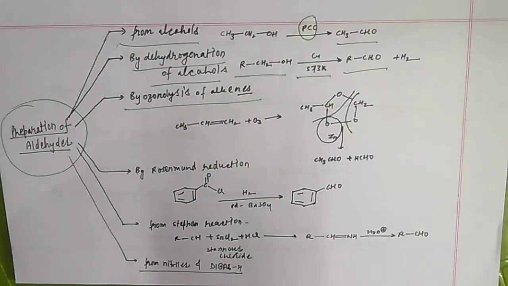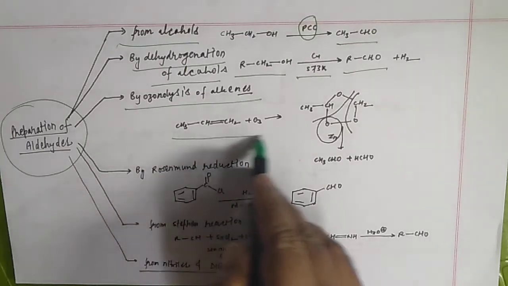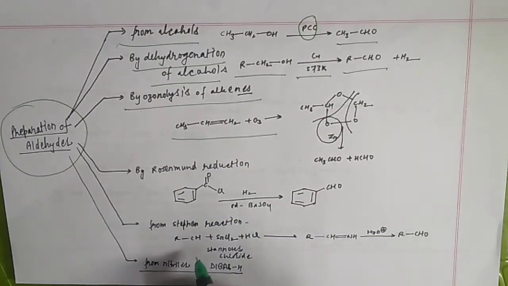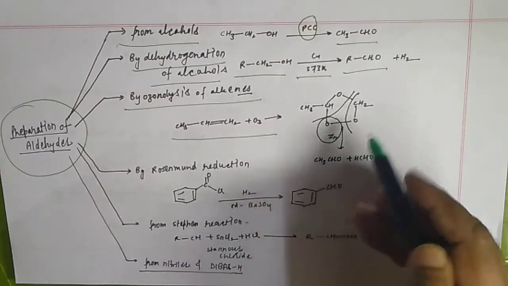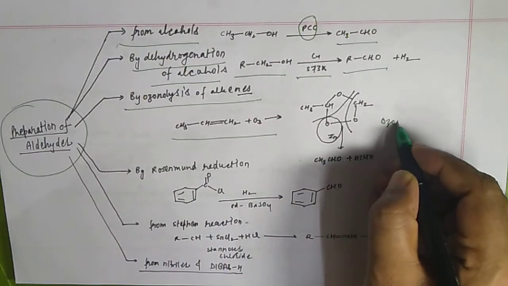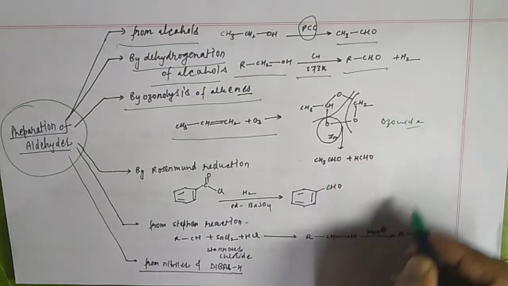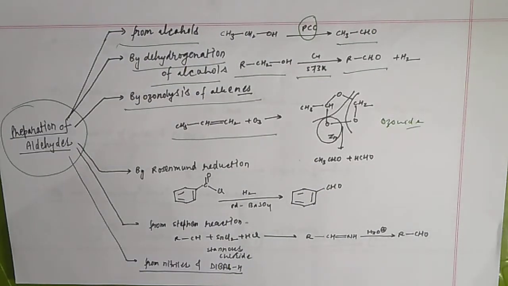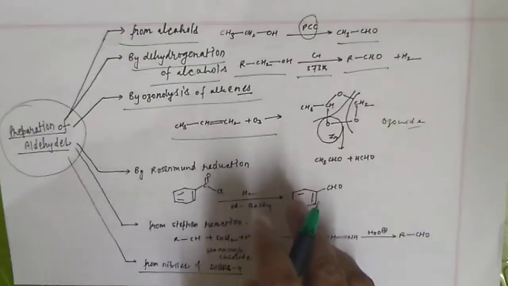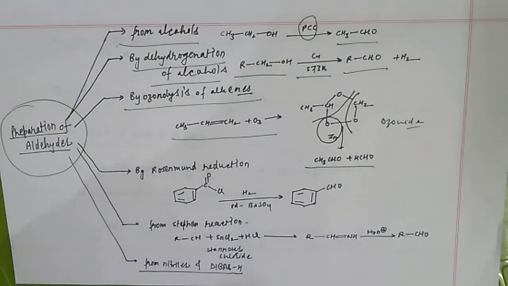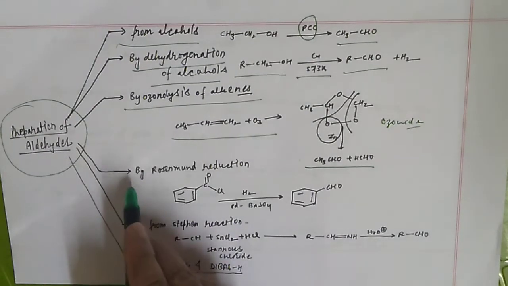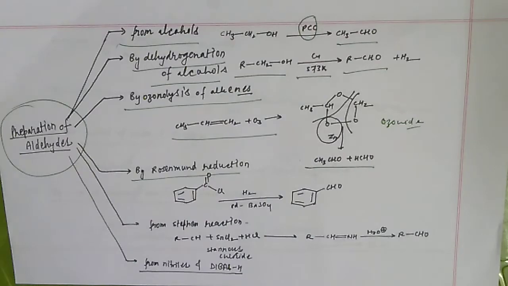Now let us move to another method, that is ozonolysis. In ozonolysis, what we take is the alkene. Generally we take the unsymmetrical alkene. If you take the unsymmetrical alkene, firstly it will form the ozonide. This ozonide is again reduced and forms the aldehyde.